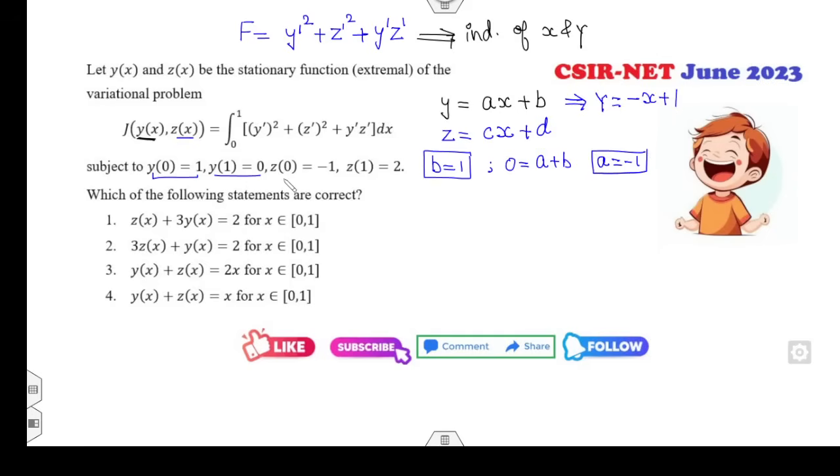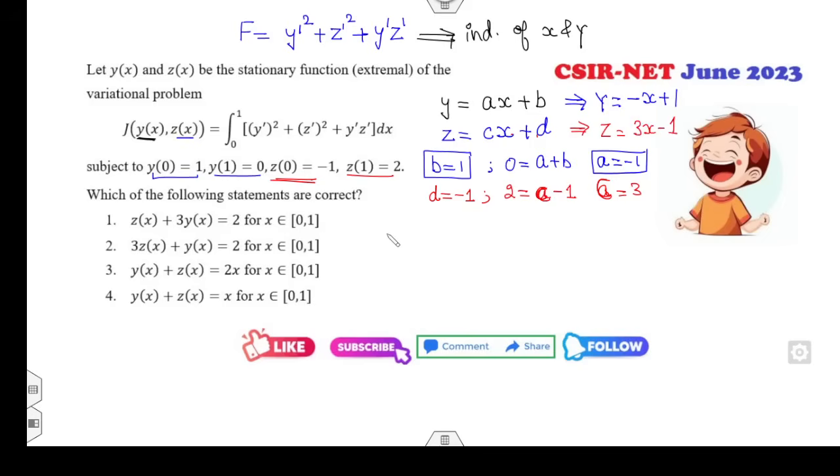Similarly, z of 0 is minus 1, so d will be minus 1, and z of 1 is equal to 2. That will be, d is minus 1. Sorry, c is 3. So your solution will be z is 3x minus 1.